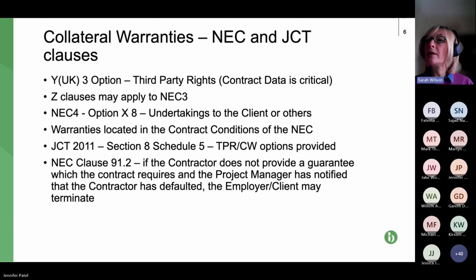This isn't good news. If the contractor doesn't provide the warranty and the project manager notifies the contractor that it has defaulted, so gives it extra time, I can't remember what the time scale is, I think it's probably 14 days. If after that notice they still don't provide the warranty, then the employer or client may terminate the contract. So just be careful about that. Next slide, please.